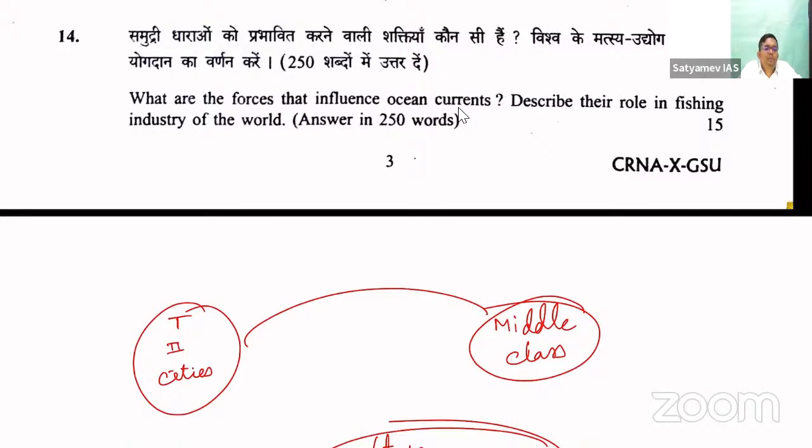How to write the introduction? Ocean currents: you'll say that the ocean circulation and surface ocean currents are the outcome of the different forces acting upon them. Such forces are forces of gravity, number one, Coriolis force, frictional force, pressure gradient force, and forces because of piezometric head.